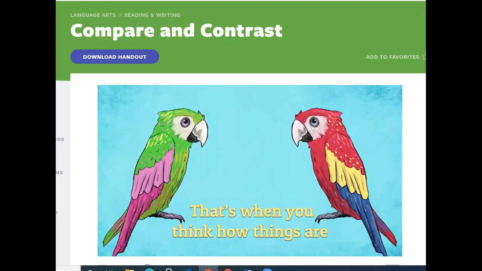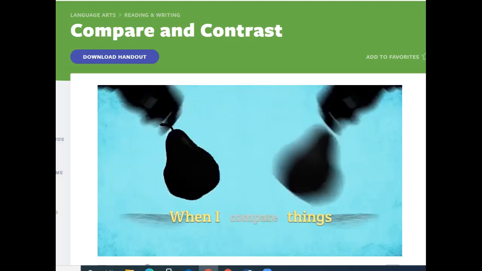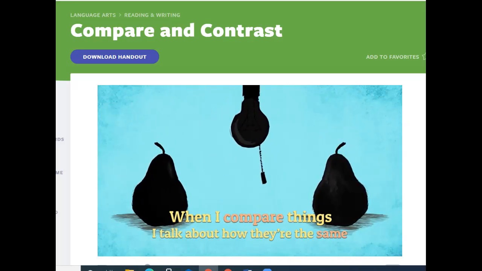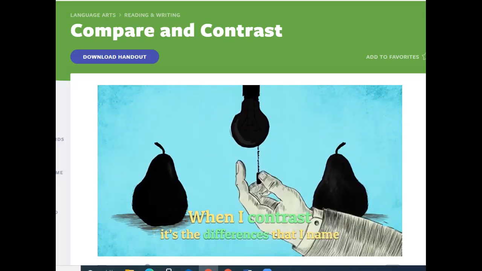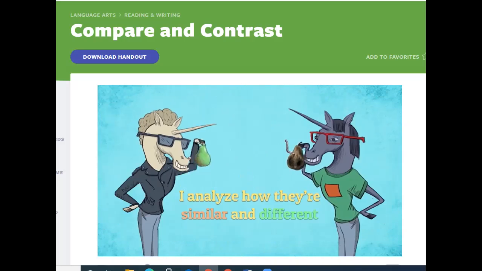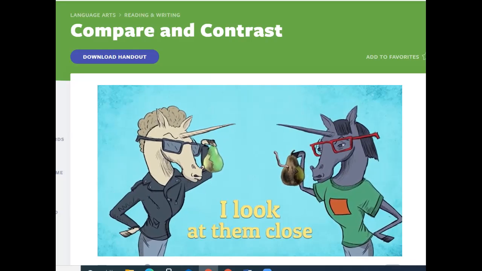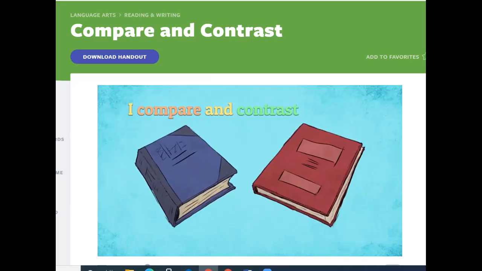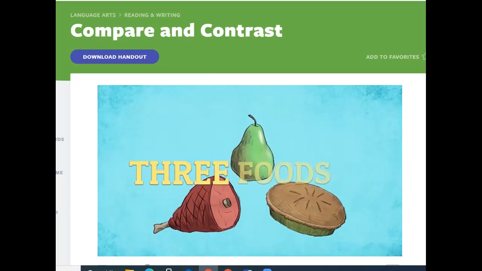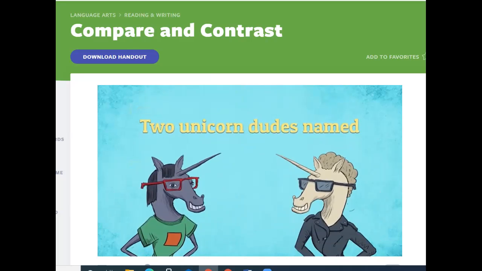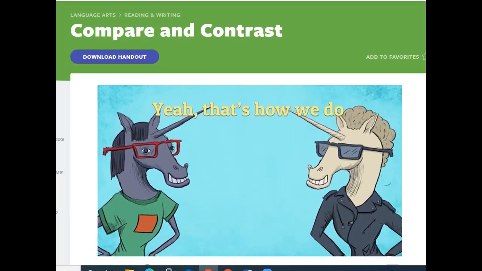Comparing and contrasting, get with it. That's when you think how things are similar and different. When I compare things, I talk about how they're the same. When I contrast, it's the differences that I name. I analyze how they're similar and different. I look at them close, yeah, I get specific. I compare and contrast two books, three foods, two unicorn dudes named Hofi and Stu. Yeah, that's how we do.